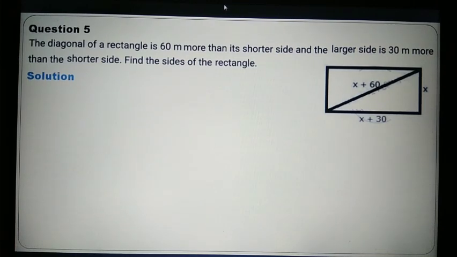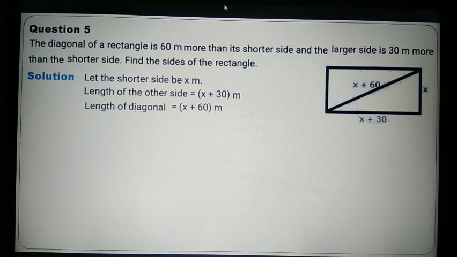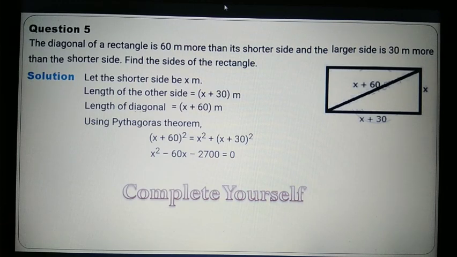Let x be the shorter side, the length of the other side will be x plus 30, and the length of the diagonal will be x plus 60 meters, right? So using Pythagoras theorem, as I said, the diagonal gives me the hypotenuse. So hypotenuse square equals perpendicular square plus base square. Is that clear? Now arrive at this by yourself. Open the bracket properly, do proper simplification, and you'll arrive at this. The sum will be completed by yourself. Is that clear? Let's go to the next problem.